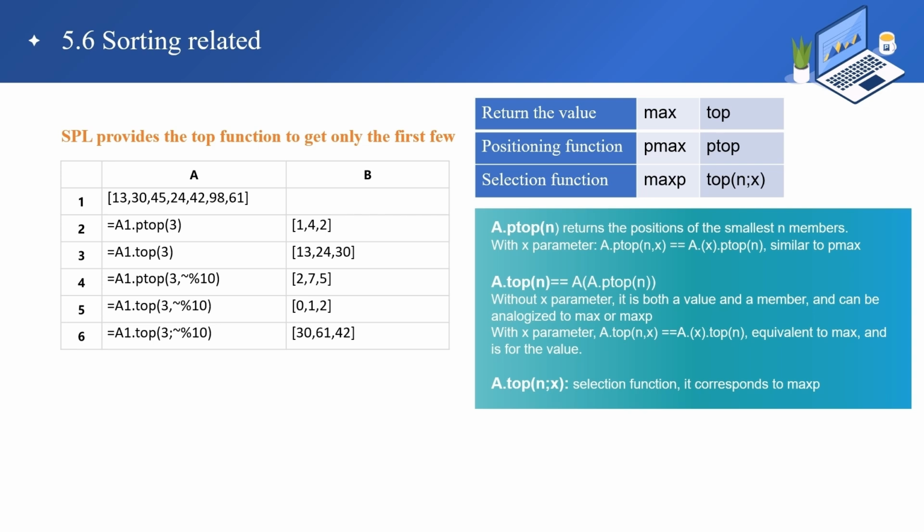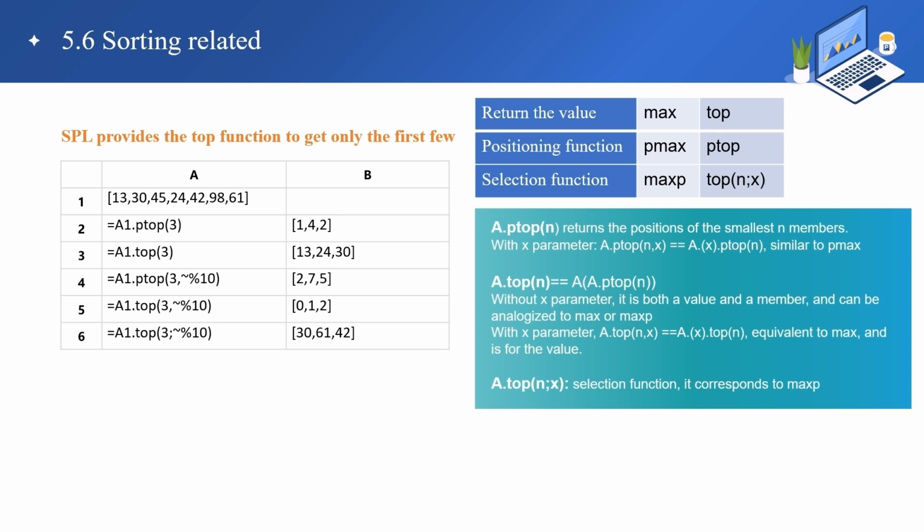However, with the x parameter, a.top(n;x) is defined as a.(x).top(n), which is equivalent to max, for the value. The selection function is represented by a.top(n;x), and it corresponds to max p. Note that a semicolon is used to separate parameters instead of a comma. Maybe because the word top p really does not look good, it is not used. Here n can't be omitted. In SPL, there are a lot of cases where semicolons are used to distinguish parameters. We will talk about it later. Generally speaking, the function style designed in SPL is relatively consistent, and it is easy to make an analogy between different operations.